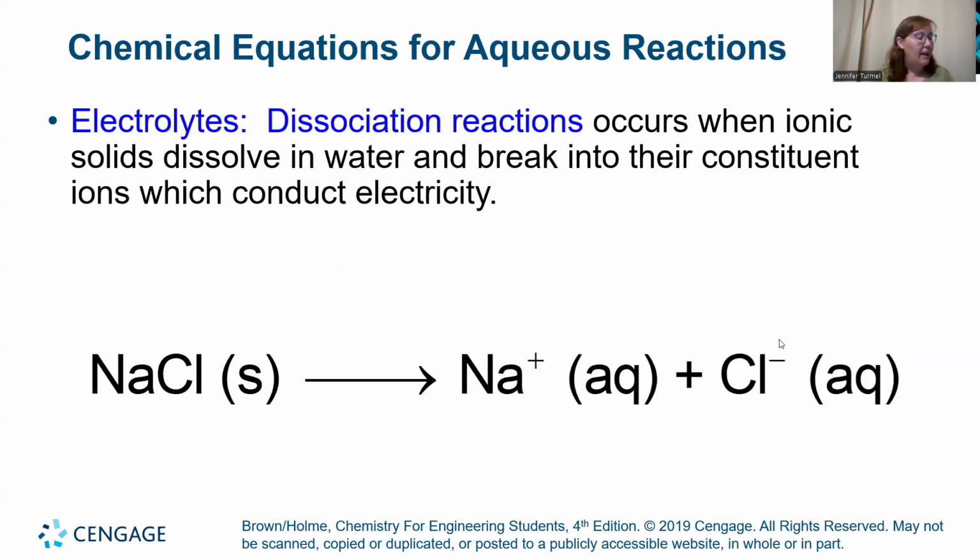Now let's take a look at some electrolytes specifically. A dissociation reaction, this is just another dissociation reaction, occurs when ionic solids dissolve in water and break into their constituent ions, which conduct electricity. I actually showed this in a previous one, but what we're showing here, and again, you could also write H2O over this to be very specific that that is what you're doing. You're doing a dissolving type of reaction, or a solvation.